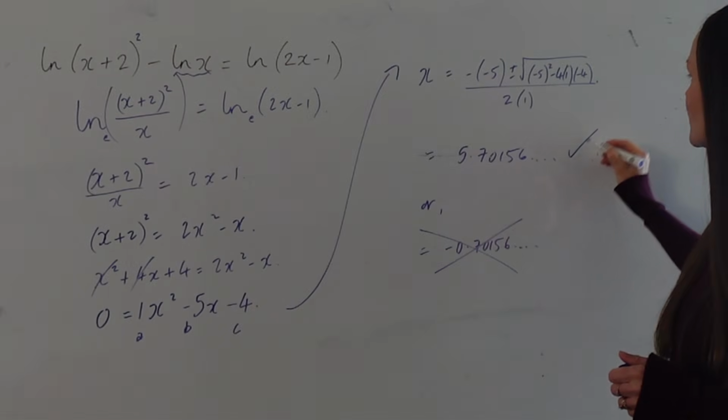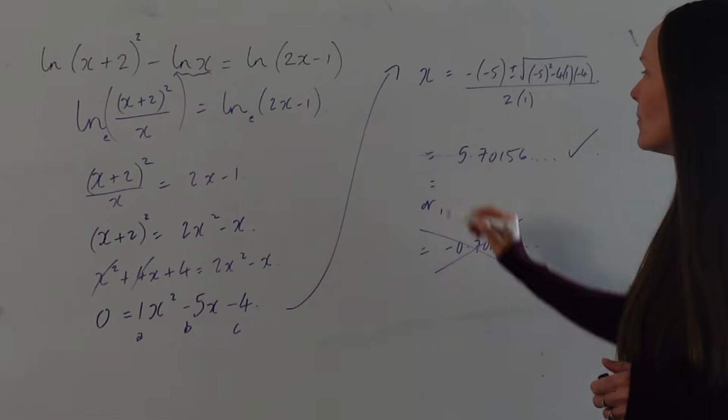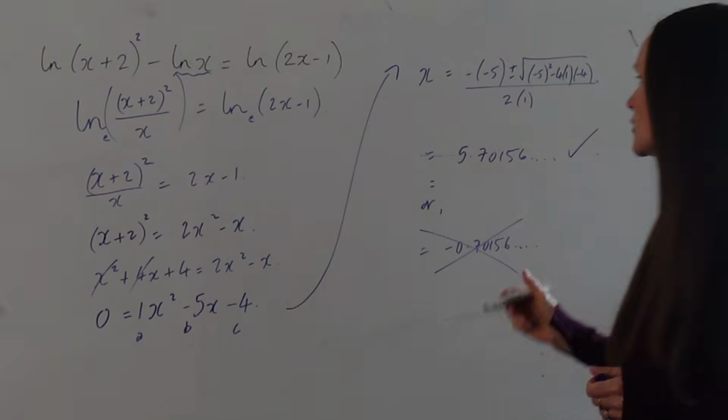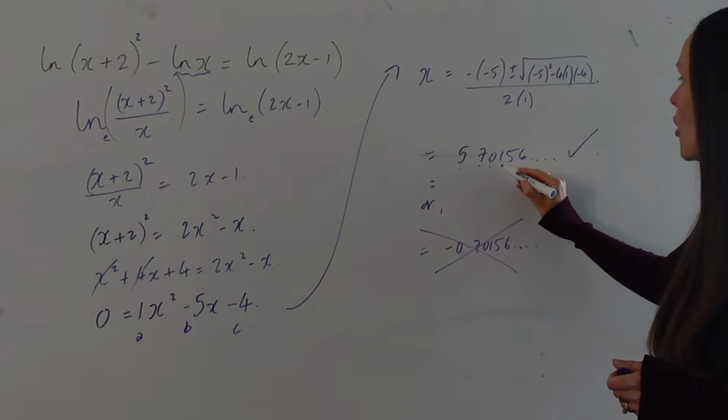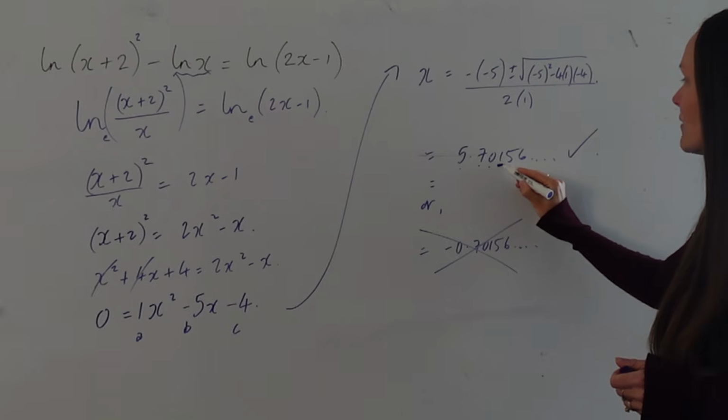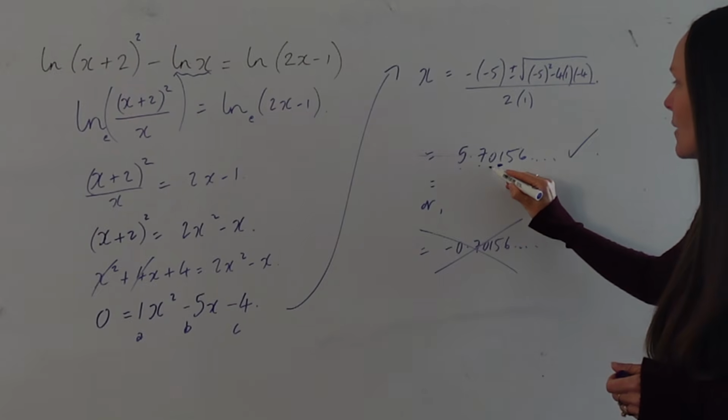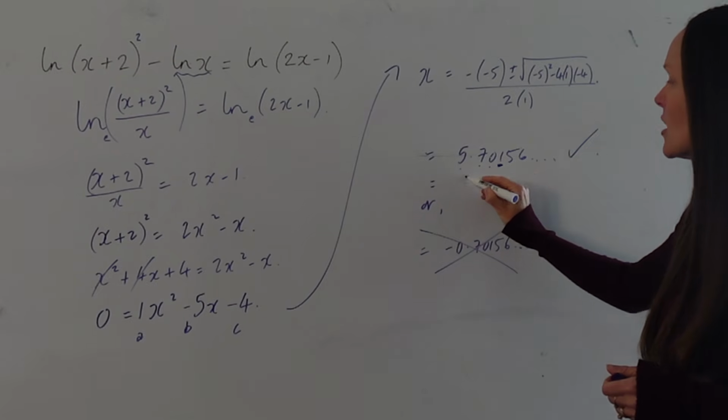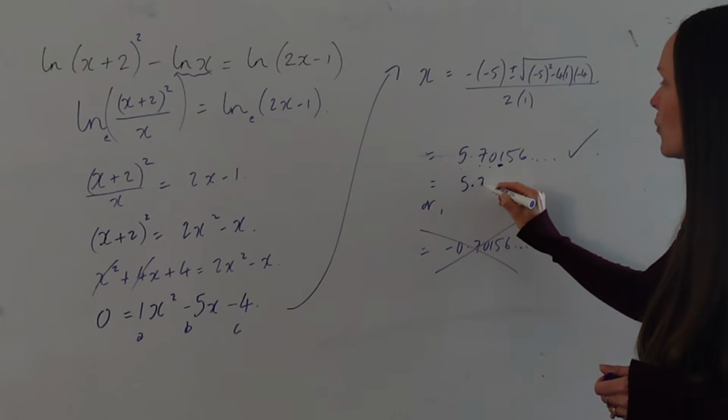So there's only one solution to this question, and remember we have to round it to 3 significant figures. So 1, 2, 3, always check the 4th figure. Here it's smaller than 5, so it doesn't round the 0 up, so it stays as it is. So the final answer is 5.70.